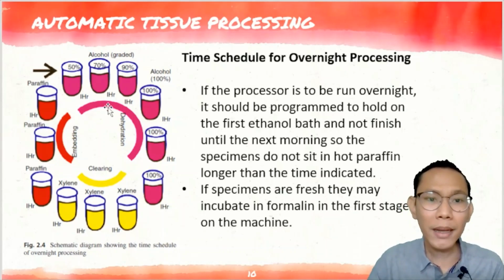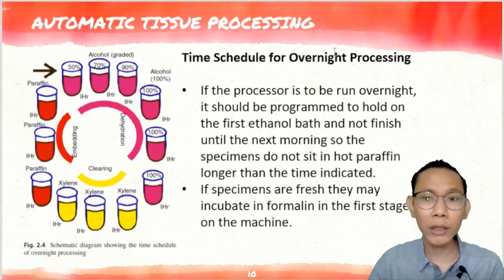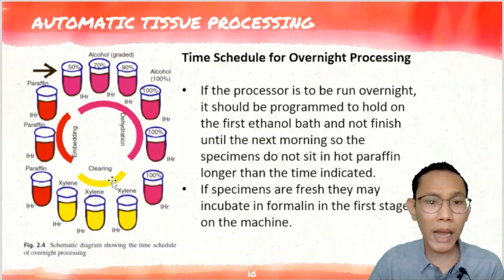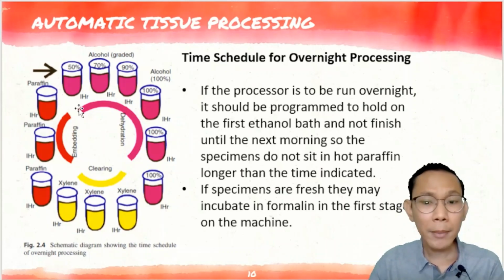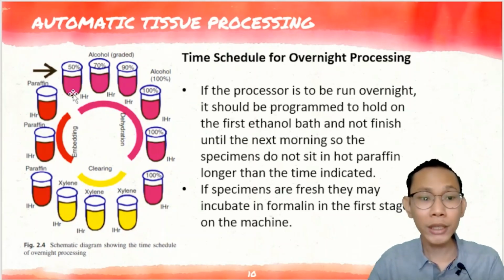So dapat magsisimula talaga tayo sa alcohol if we do an overnight processing. Kasi if nagsimula tayo sa clearing, what will happen? After paraffin, of course, masastock na siya dito sa paraffin. And then, what will happen sa ating tissue nga? Magiging hard and brittle, and we do not want that. So this is a schematic diagram showing the time schedule for overnight processing. We will start with the first bath of your alcohol during dehydration, followed by clearing, and lastly for your embedding.